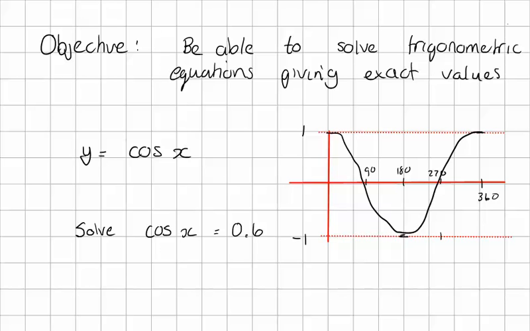Okay, so when we solve a function of any kind, we are asking to find what x value gives me a particular y value. That's what solving is. If I want to know a y value when I give you an x value, that's substituting and finding a value. Solving is finding the x. So if I say solve cos of x equals 0.6, I'm saying, well, y is 0.6. What x value gives me that?